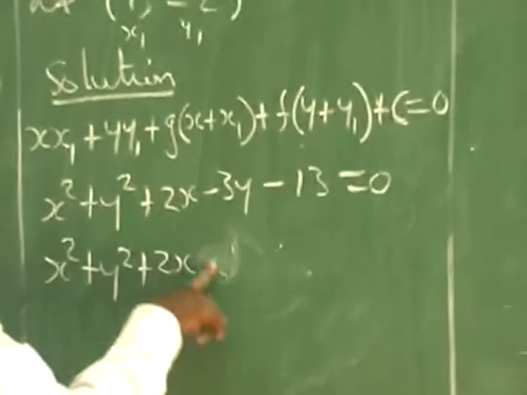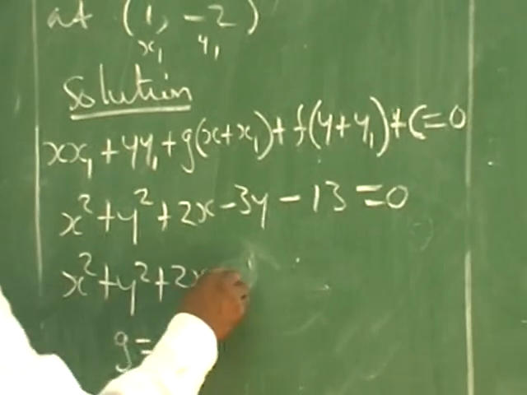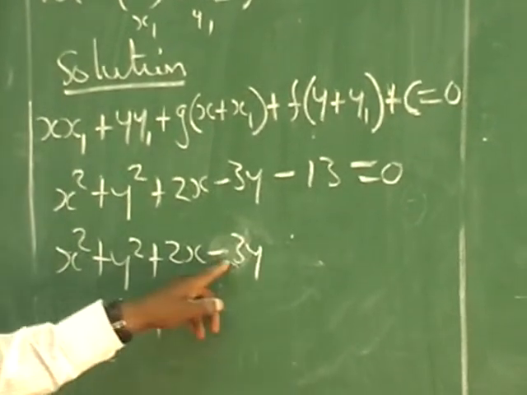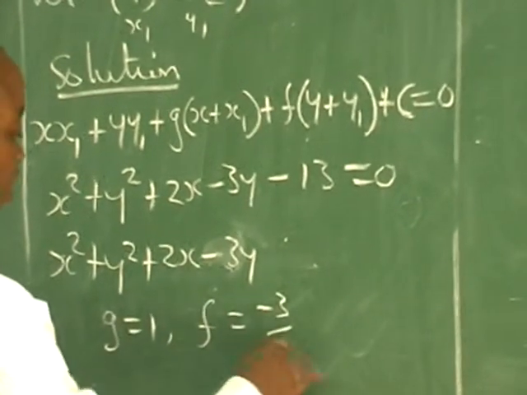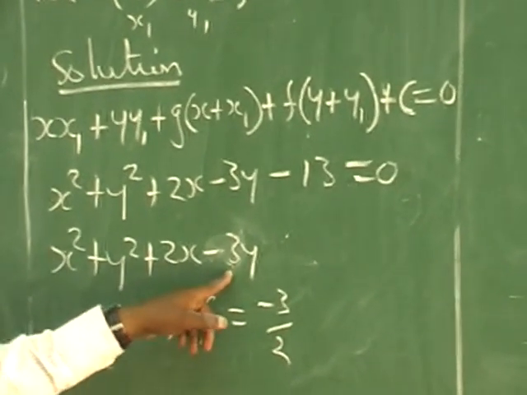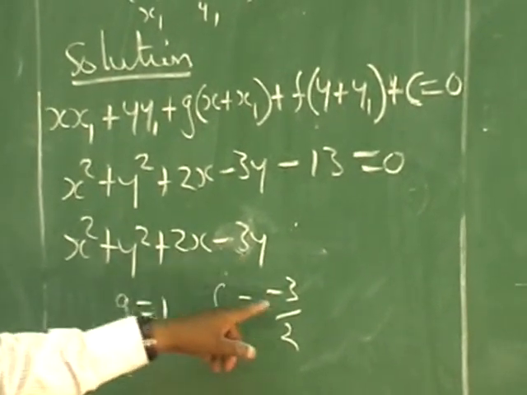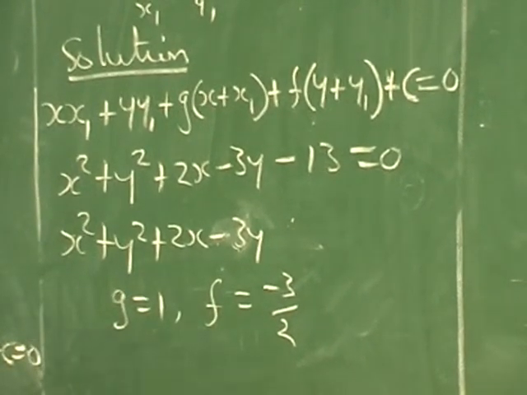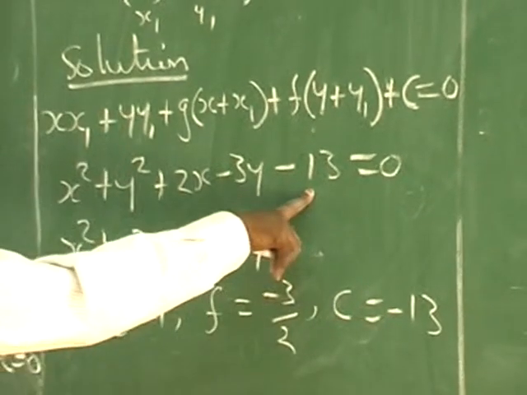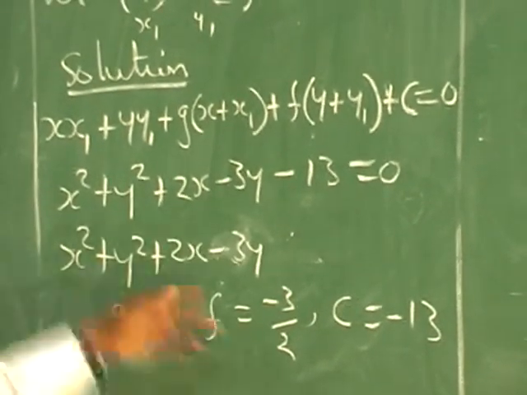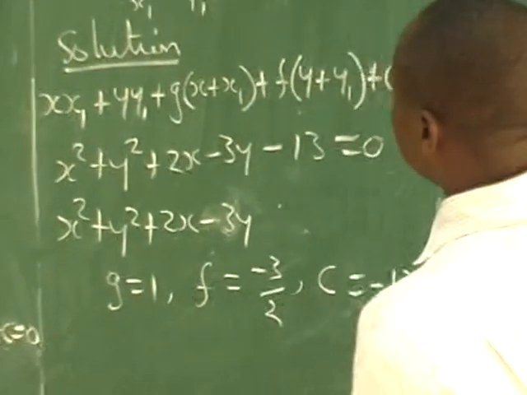So half of this for g will be equal to 1. Minus 3y. Half of minus 3 is what? For f, it is minus 3 all over 2, because half is the same as dividing by 2. Now what about c? c is minus 13. If we substitute these values in this equation, it becomes the equation of the tangent. Now let's substitute it and see.